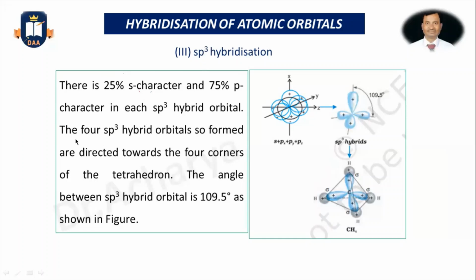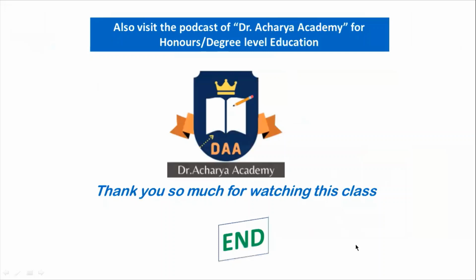And the four sp3 hybrid orbitals so formed are directed towards the four corners of the tetrahedron. And for a tetrahedron, we know its angle is 109.5 degrees. It is a simple geometrical arrangement we know. I hope that you understand this hybridization in this class very clearly, especially how the s and p orbitals participate to form sp, sp2 and sp3 orbitals. Thank you so much for watching this class.